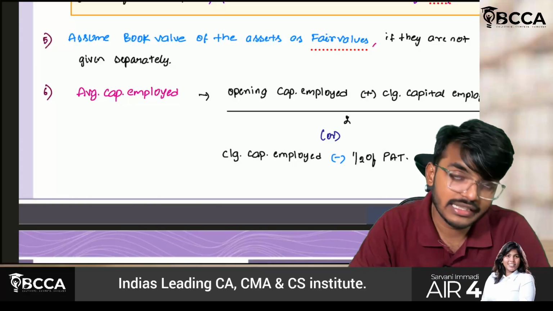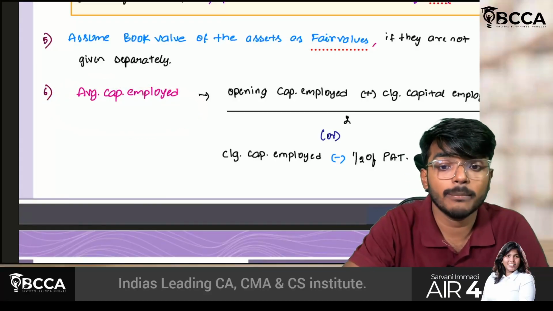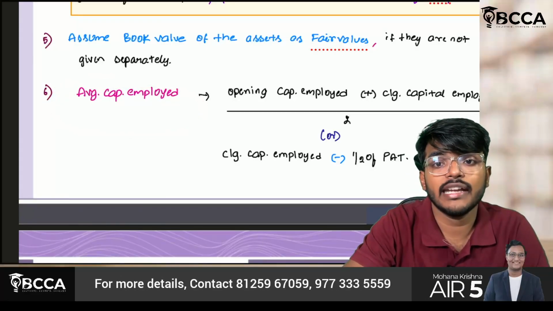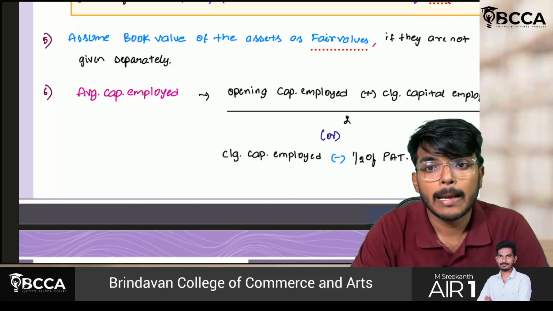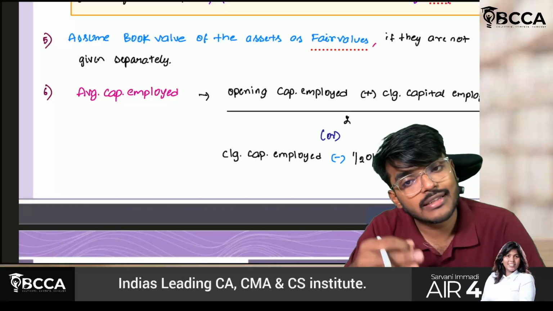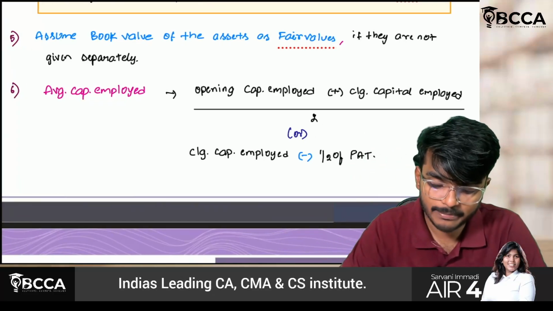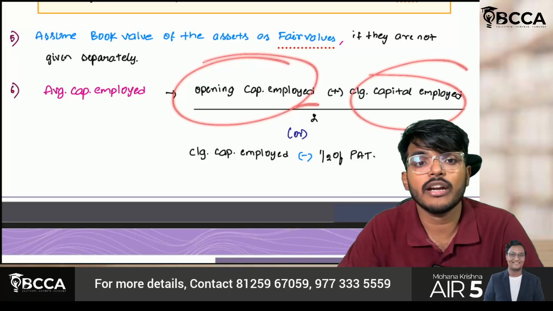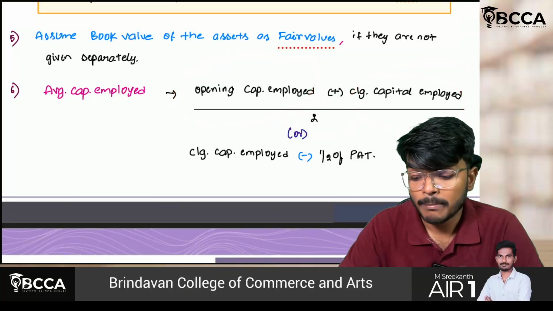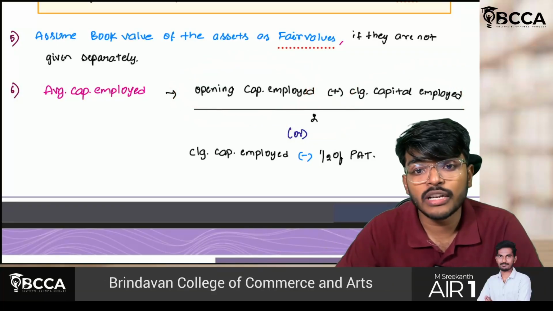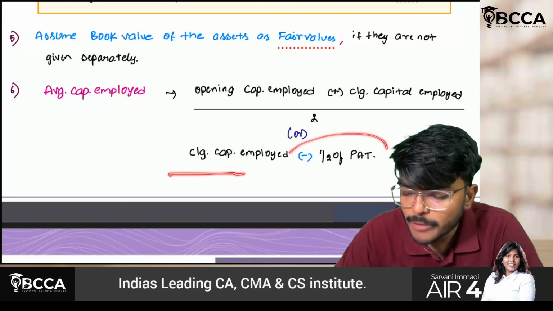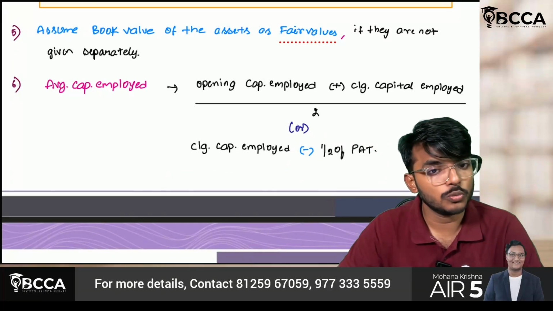And then I have understood this average capital employed. Preferably you have to take the average capital employed. But sir, how will average capital employed be calculated? Very, very simple. Opening capital employed plus closing capital employed divided by 2. Sir, they have not given my opening capital employed. Then you can calmly do closing capital employed minus half of the PAT.